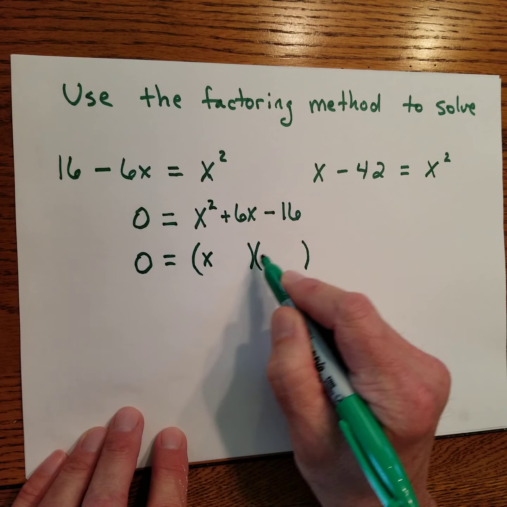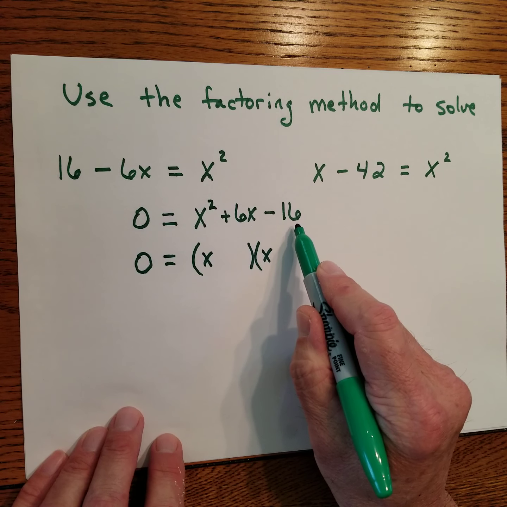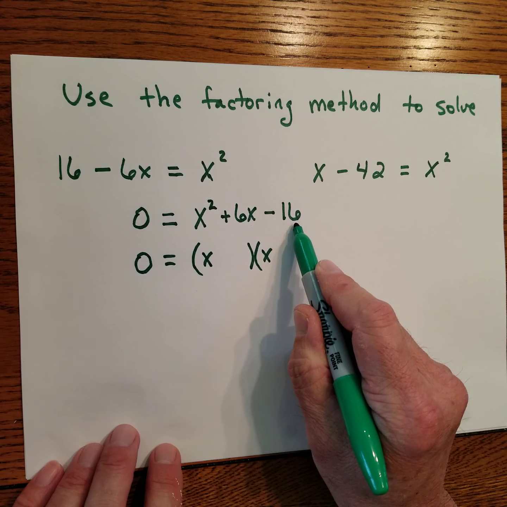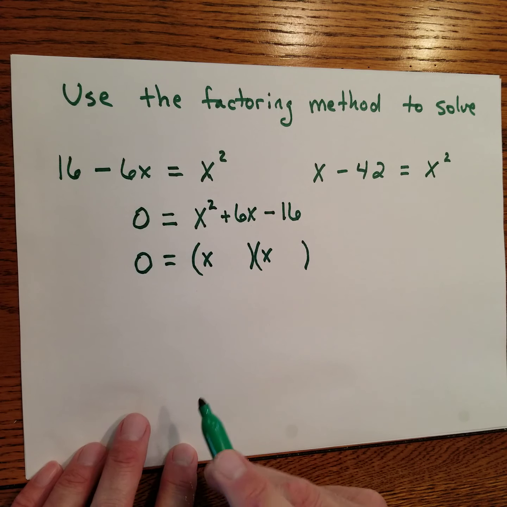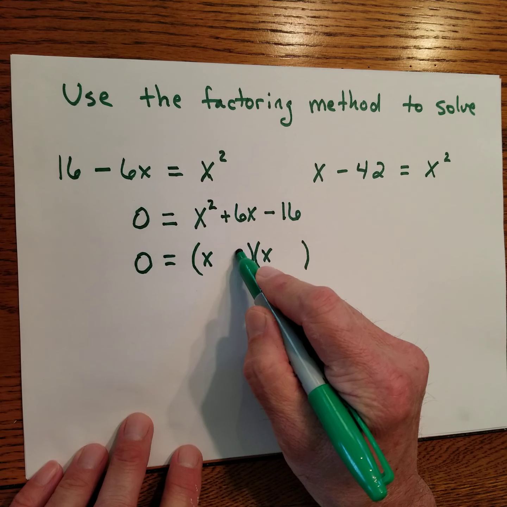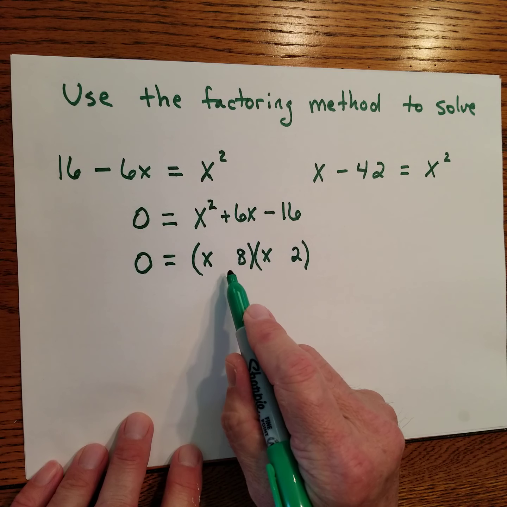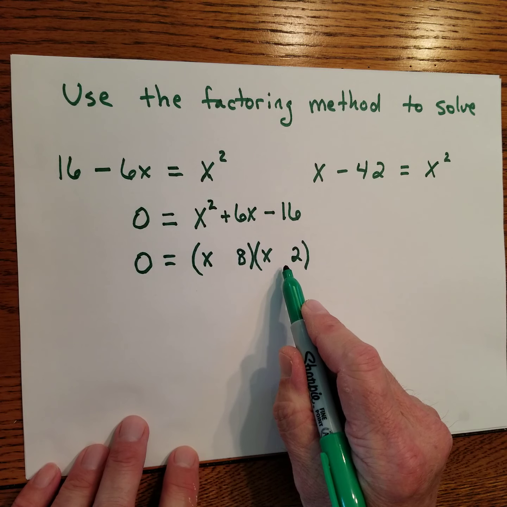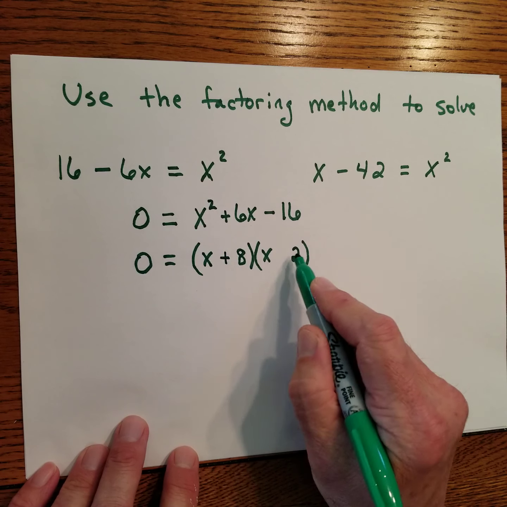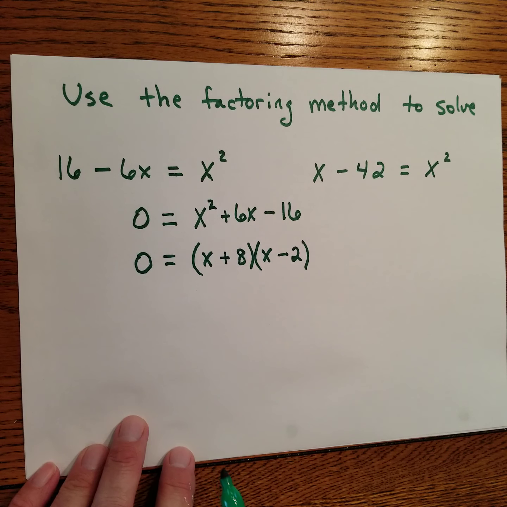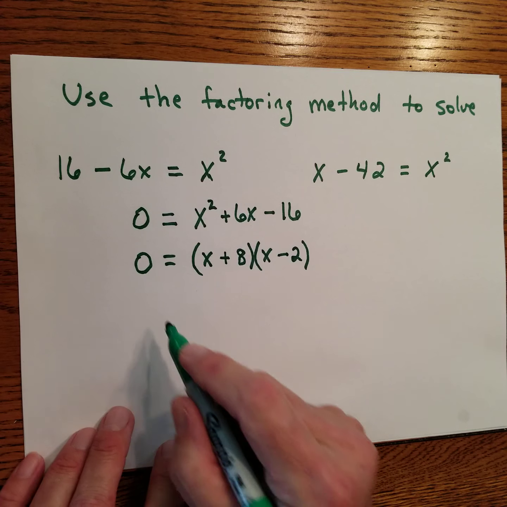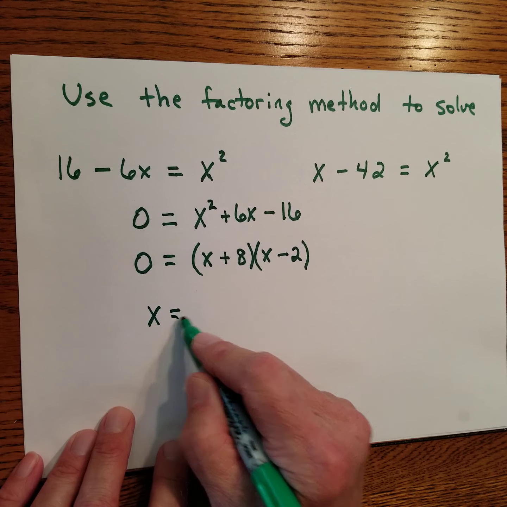X squared is x times x. I need two numbers that multiply to 16 that also combine to give me 6. 16 could be 8 times 2. And if I make the 8 positive and the 2 negative, positive 8 and negative 2 will add up to positive 6. Now let's get our two answers.